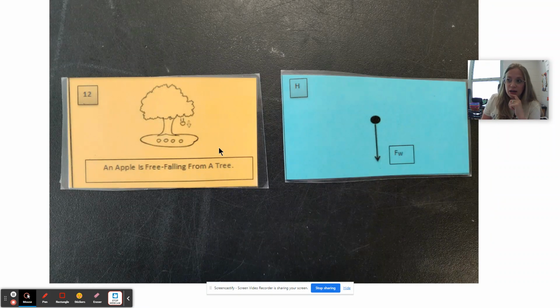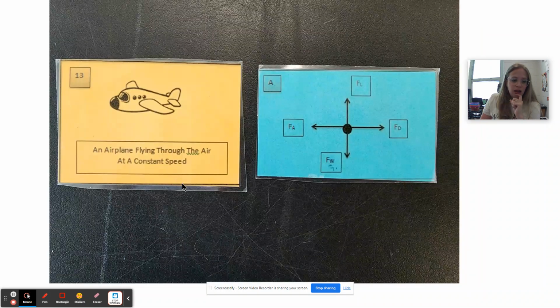All right, here we have an apple that is free falling from a tree. It's not going super fast, so you will not have any kind of air resistance, but you will have gravity. Here we have an airplane flying through the air at a constant speed. So you have drag because of the air resistance and the applied force because of the engine pushing it forward. You have gravity, and then lift is what's actually causing it to stay in the air.